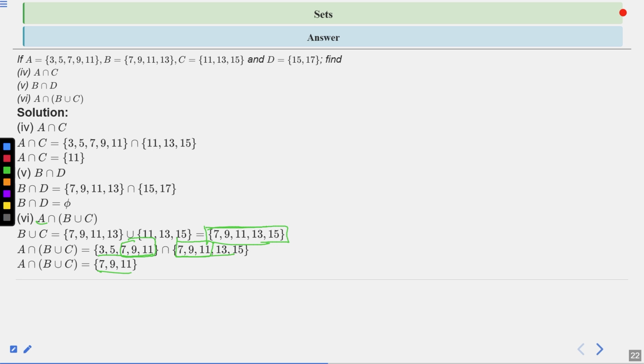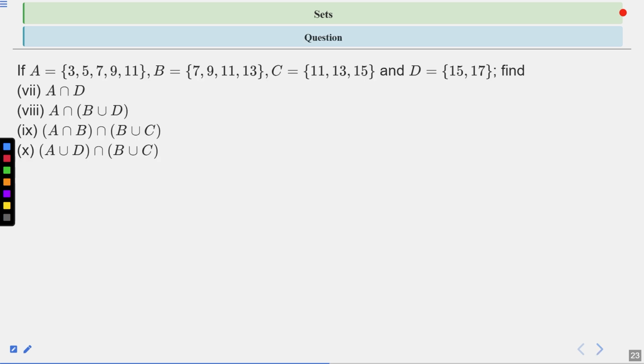Clear? Please do this sixth question using the distributive law, the distributive property also, and see whether we get the same answer or not. Clear?